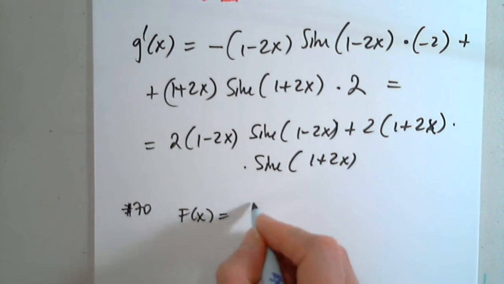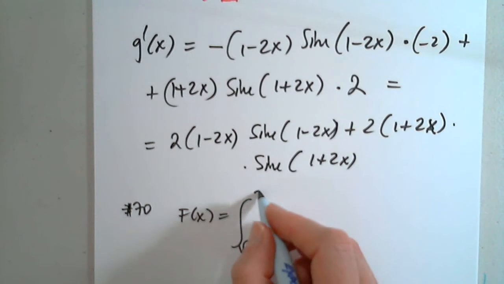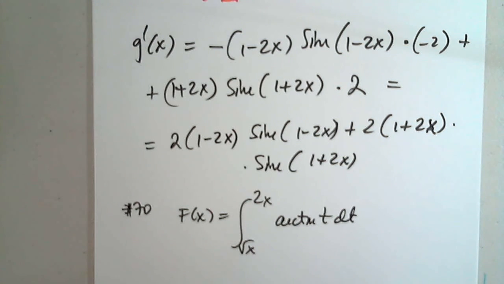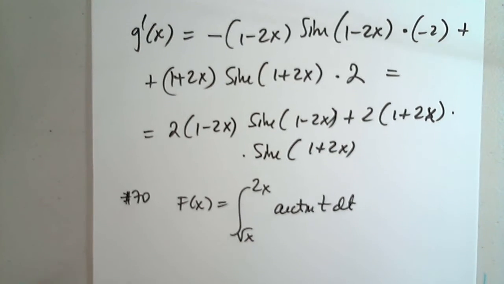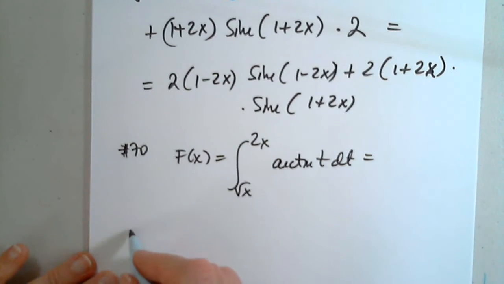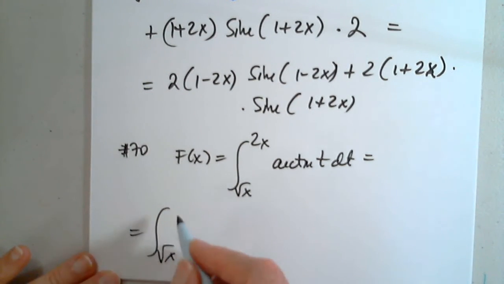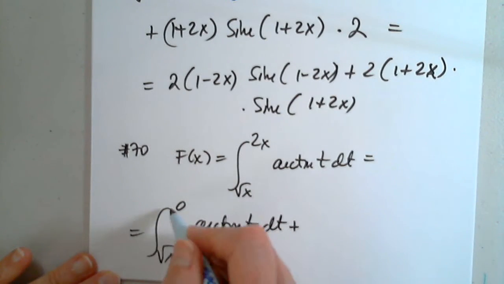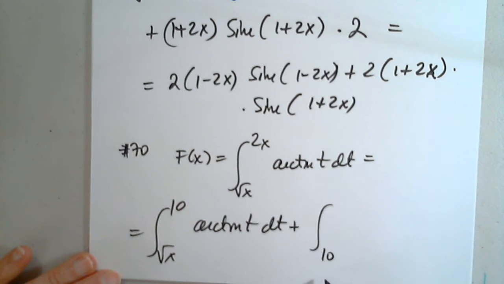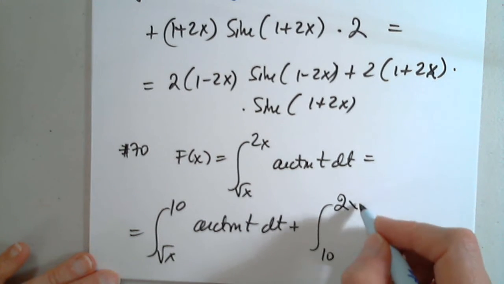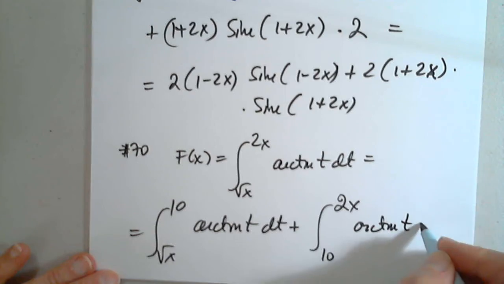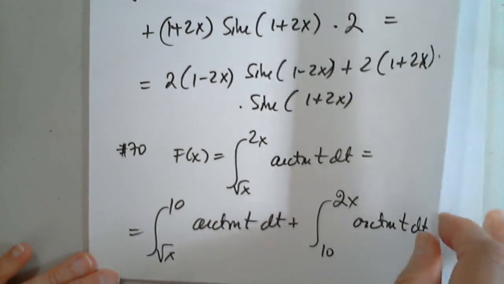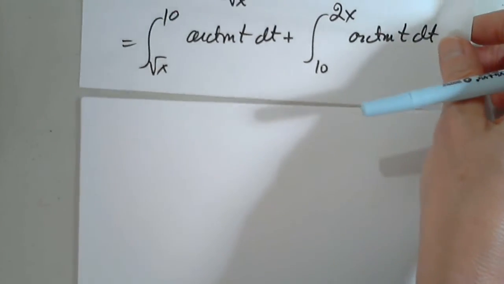f of x equals this integral from the square root of x to 2x of arctangent t dt. Okay, perfect. So in this case, we still have to break it up, and as we know, it doesn't matter where. You can write 0 if that's what you want. You can write 10 if that's what you want, as long as you write 10 here as well. And this has to be reversed, the limits of integration.